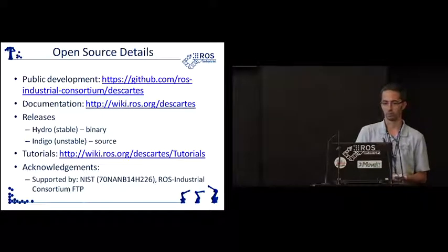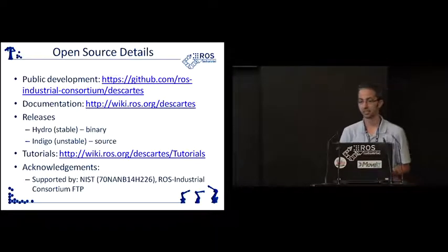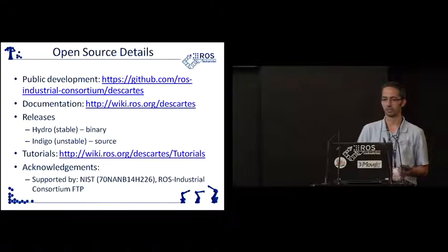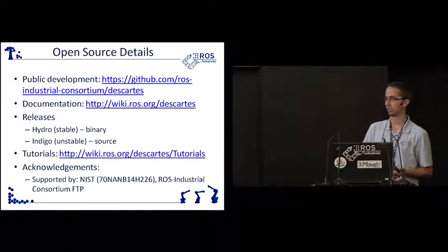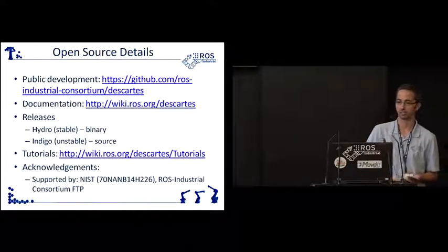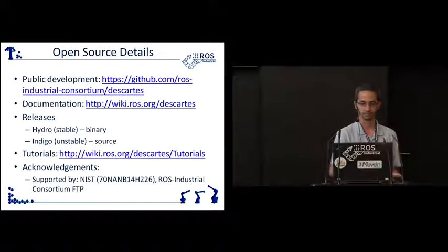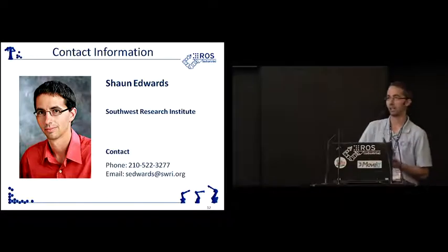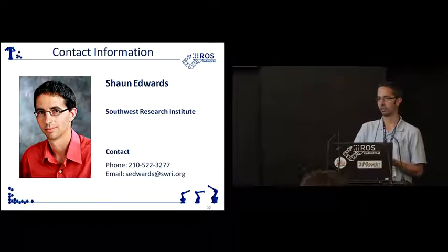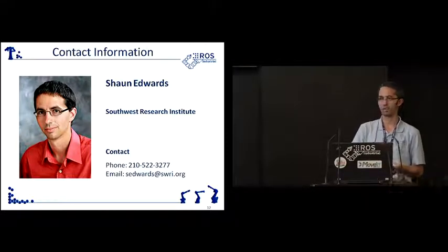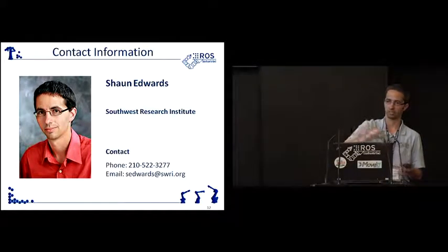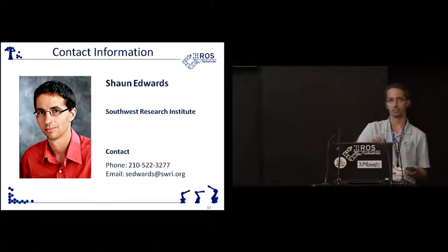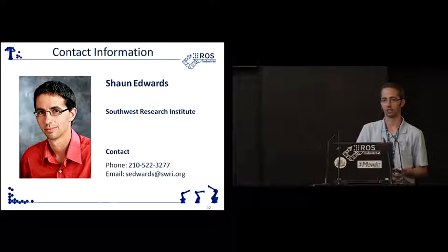We have a tutorial up there on how to use Descartes. It's pretty straightforward. And I'd like to acknowledge that the Descartes development was funded by NIST and the ROS Industrial Consortium FTP efforts. I will say that we're demoing Descartes in our booth downstairs. We're using the UR5 robot, the one going like this. So it's following a 5 degree of freedom trajectory with a 6 degree of freedom robot, all planned using Descartes.